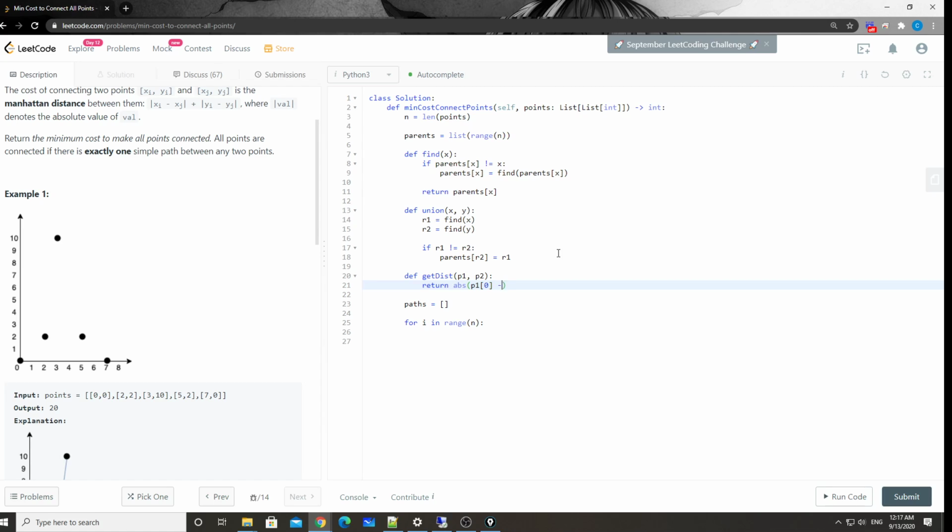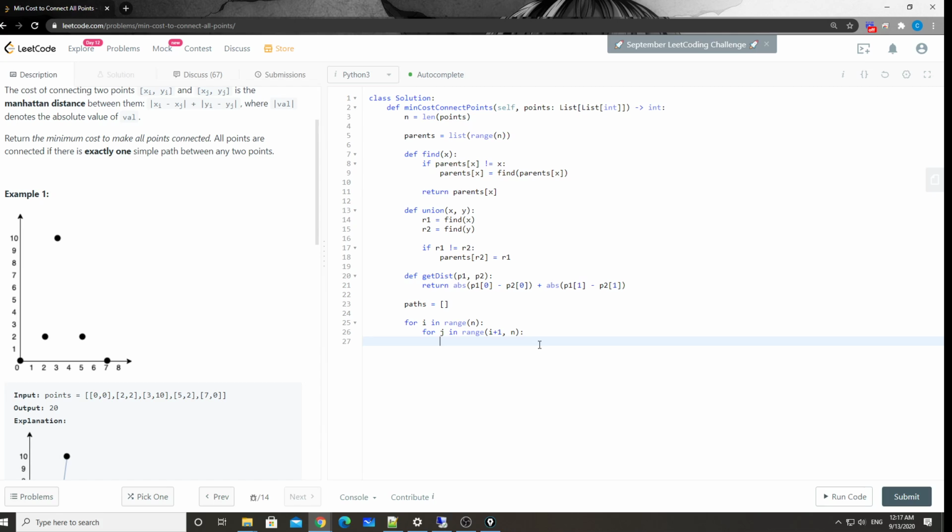This one is pretty simple: abs of P1[0] minus P2[0], plus abs of P1[1] minus P2[1]. Then for j in range i plus 1 to n, that's how we select all the pairs. Because the sequence of the pair doesn't matter, we can simply do the for loop here.